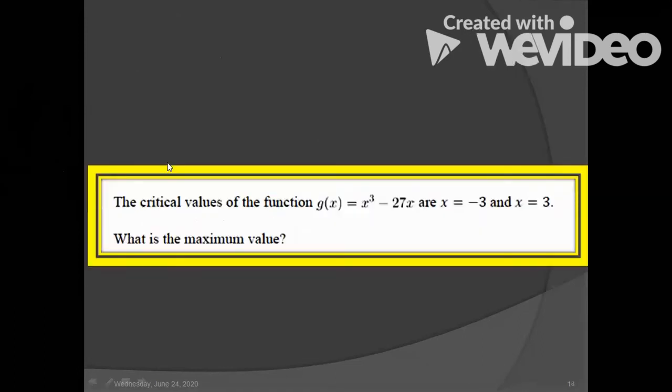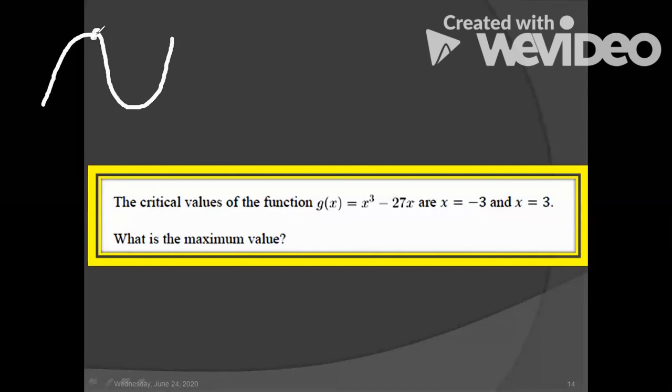Alright, so here we have another question. Now this question, they're telling us what the critical values are. But they want us to find out what is the maximum value. Because if you have a curve, that's the critical point. These are the critical points. Without a graph, we wouldn't know that this point is a max and this point is a min.